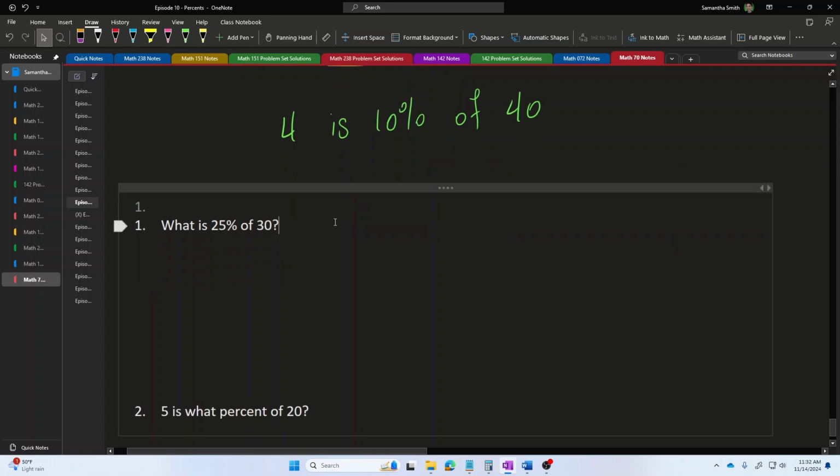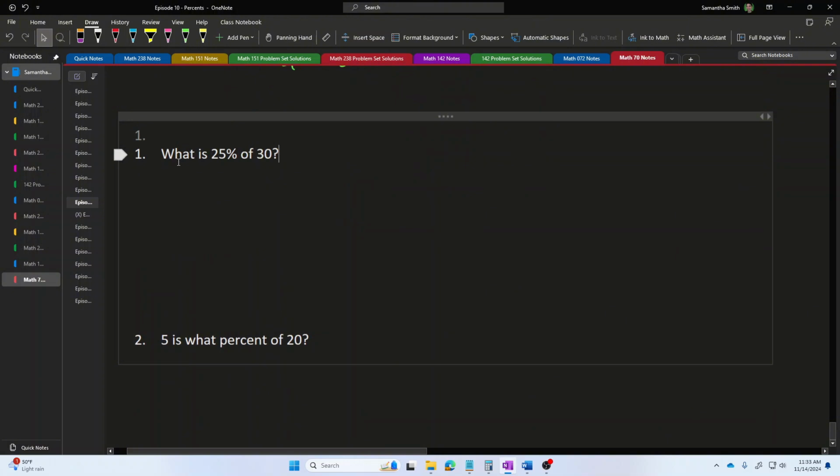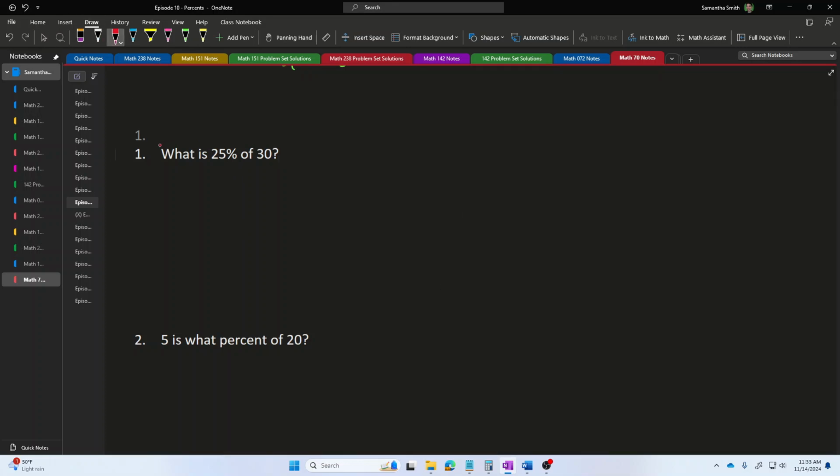Now someone asks, okay, what is 25% of 30? So if I translate this sentence one word at a time, they're saying what is 25% of 30?